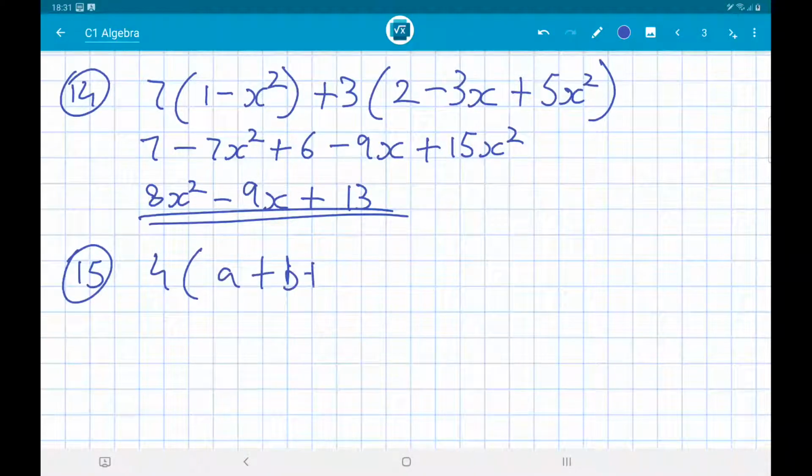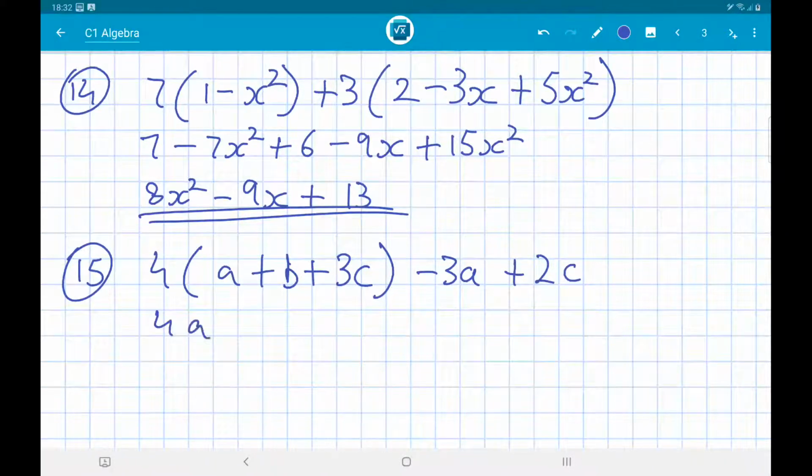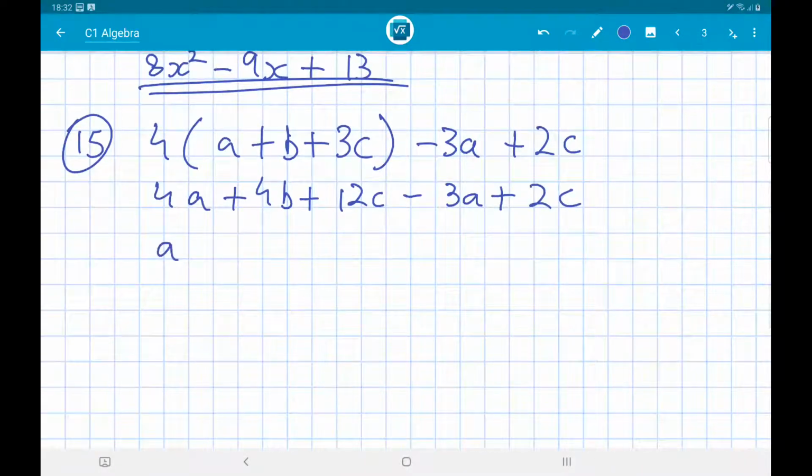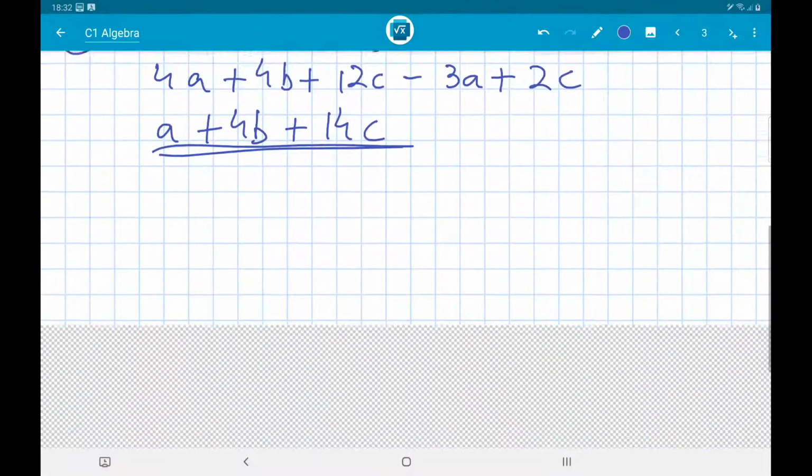4. A plus B plus 3C minus 3A plus 2C. 4A plus 4B plus 12C minus 3A plus 2C. Yep, definitely got that right. Okay, we end up with an A. And I'm just kidding, it's not just a B straight away, but it's a plus 4B. Ooh, we got 4 B's. And kind of looks like my 6th form result, 4 B's. Plus 12C. No, plus 14C. 14C. Okay. Solved.